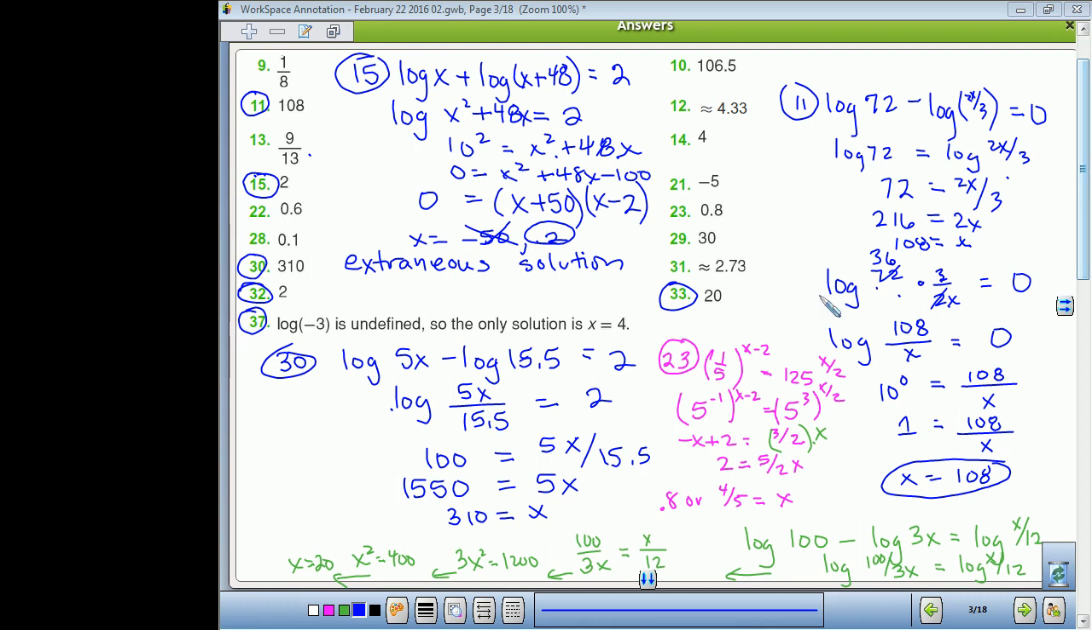Okay. A couple of people asked me about 23. We just need to write this with the equivalent base of 5. That was the easiest way to do that one, I do believe.